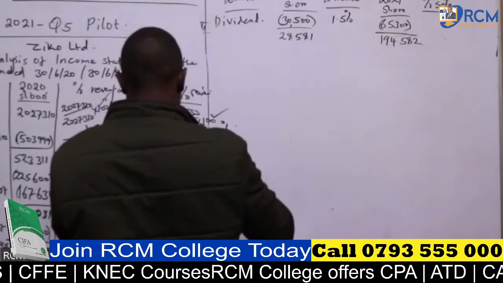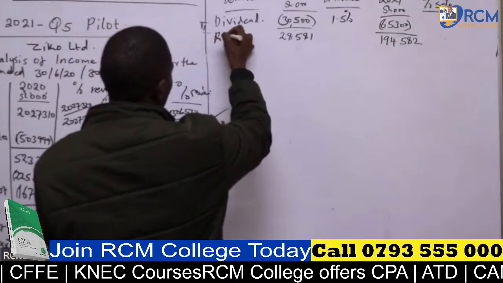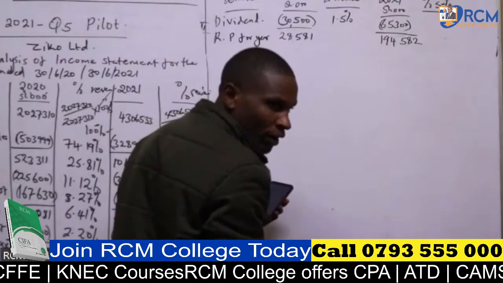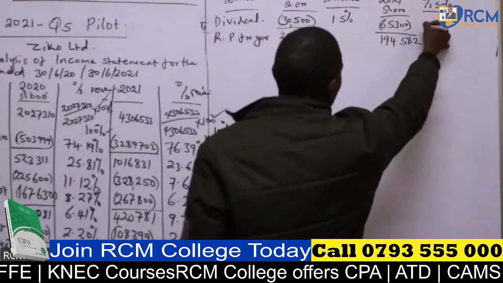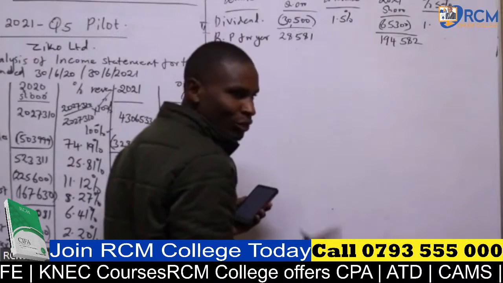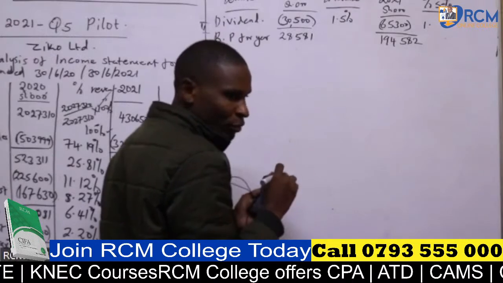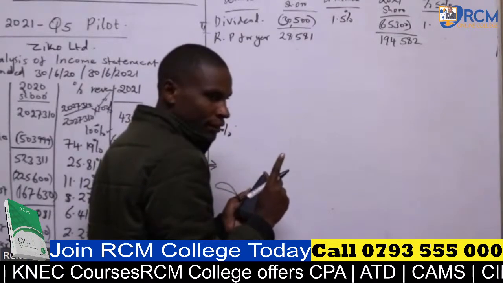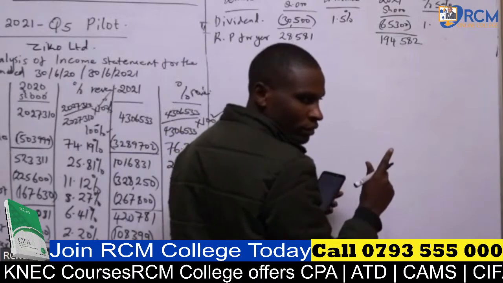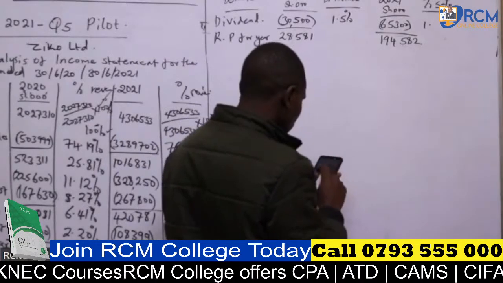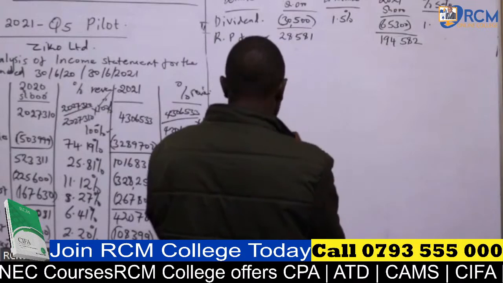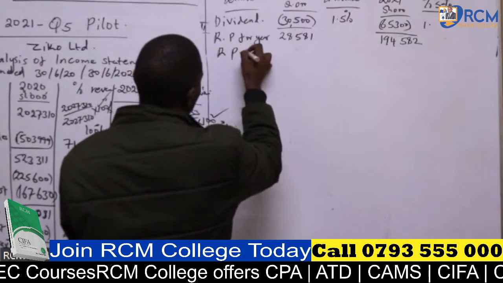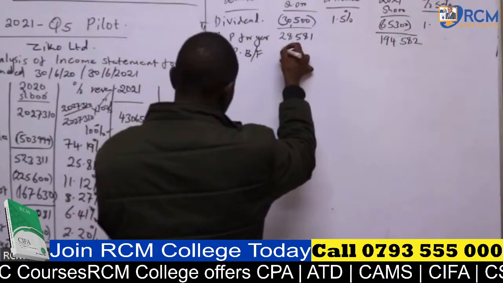This is now retained profit for the year. Retained profit for the year. 1.5. So hata hapa ni 1.5. Are we together? For 2021, 1.5. So dividend paid took the same percentage. I hope that will be the right position. And then we add the retained profit brought forward.